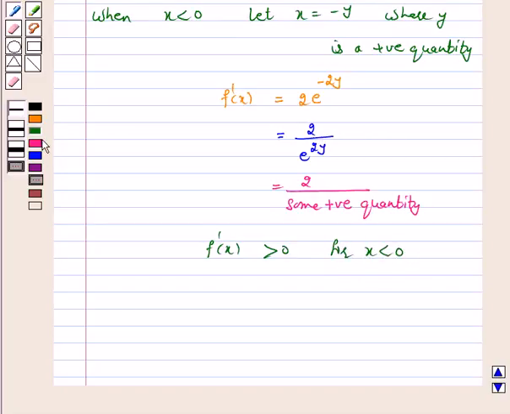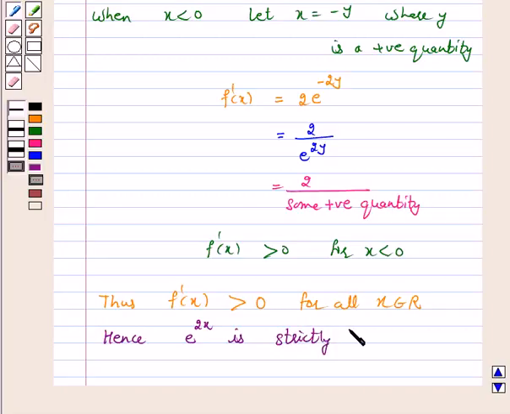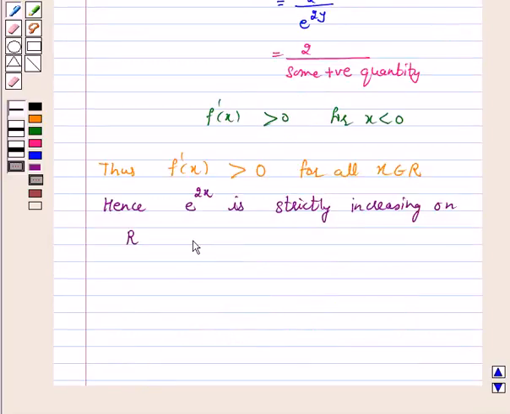Thus, f dash x is greater than 0 for all x belongs to R. Hence, according to our key idea, function e raised to power 2x is strictly increasing on R. Hence proved.